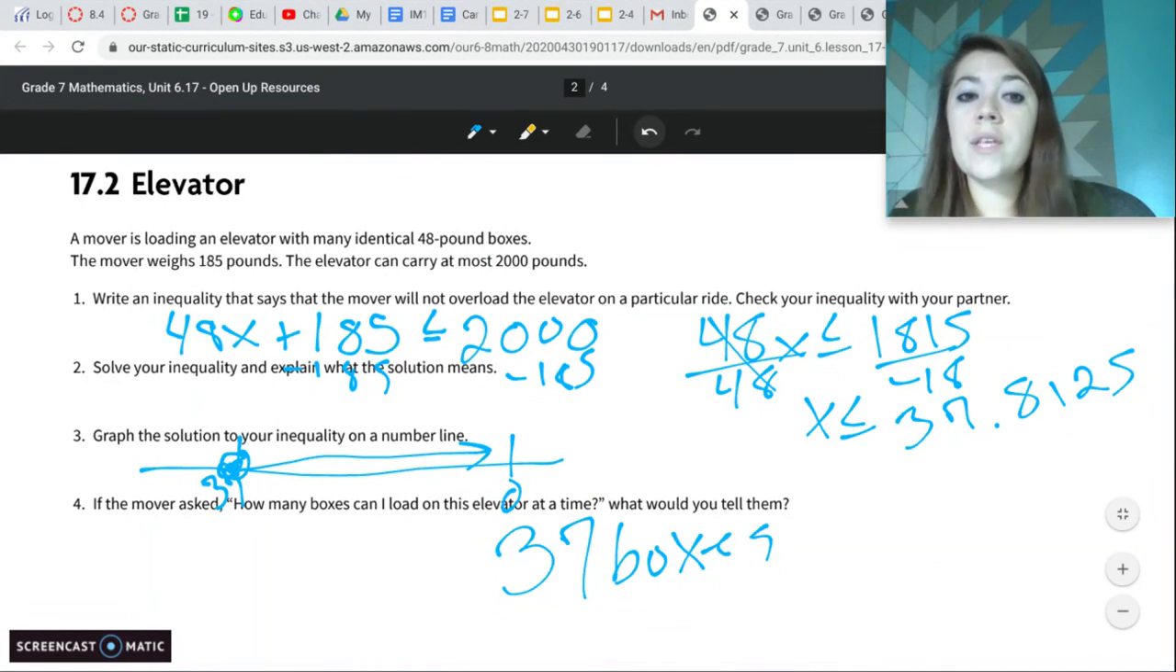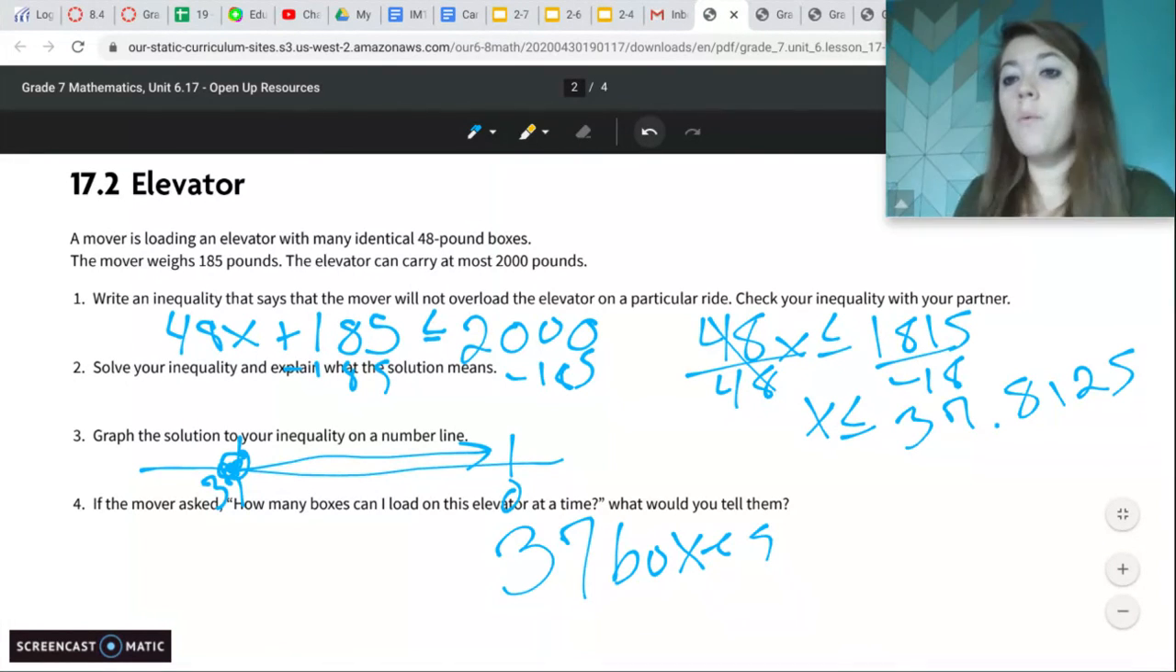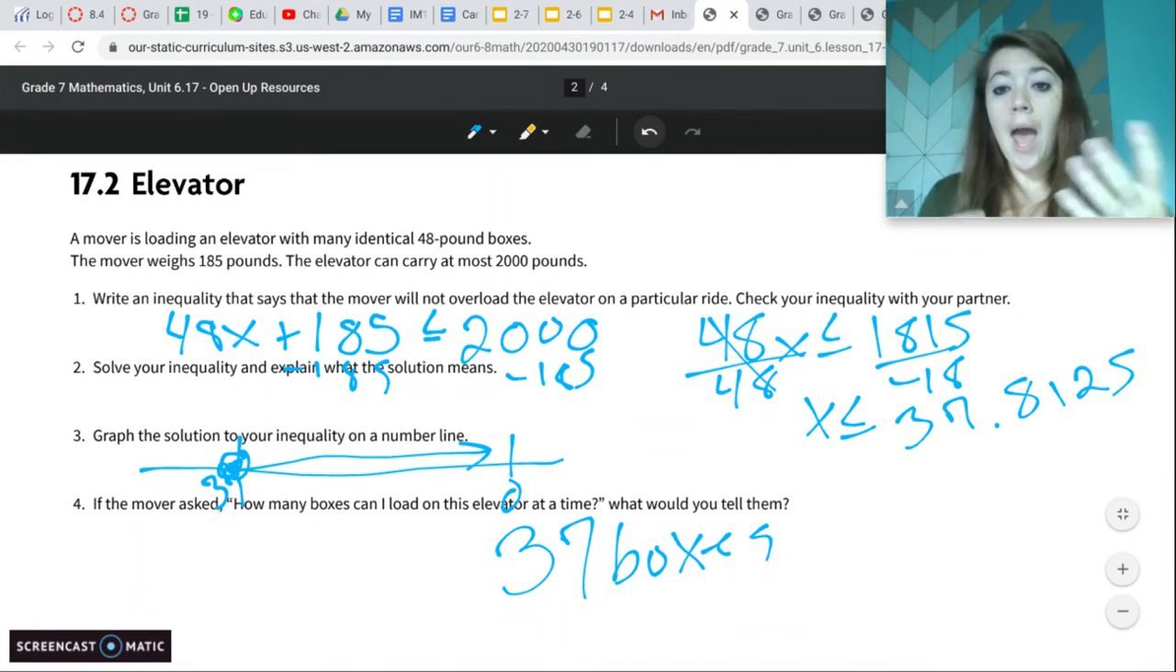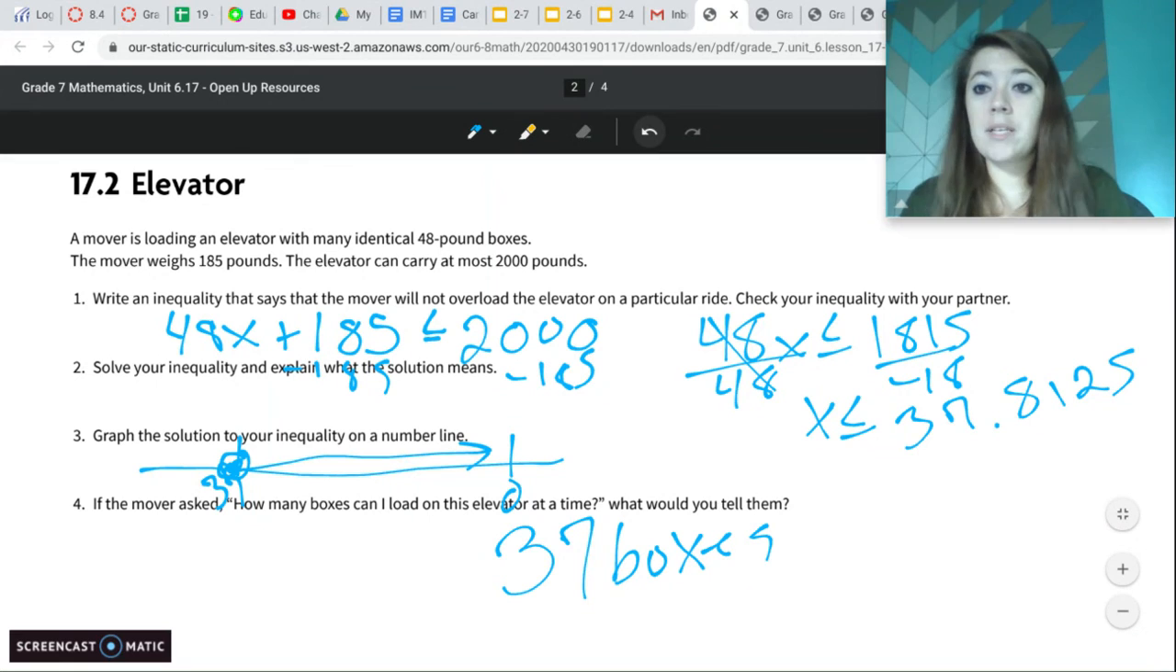Okay, so these are all about context and understanding what it means in terms of the context and how that affects your answer, because sometimes it does. It affects what our answer can be because we can't say, yeah, you can load 37.8125 boxes on there. That doesn't work. So you have to think about it in terms of the context. Can we have a portion of a box? No, so it's 37 boxes. All right, remember your keyword for this lesson is context, context.